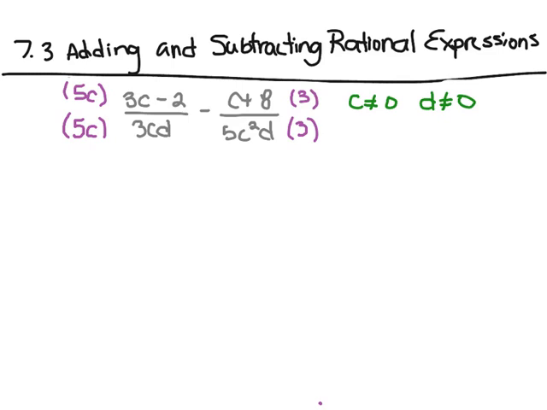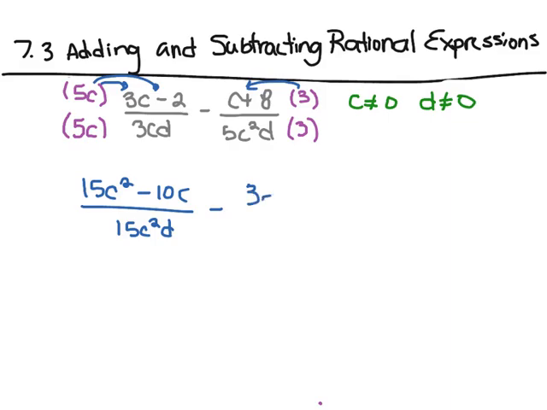Now we're going to distribute in, so we should have 15c squared minus 10c all over 15c squared d, subtract 3c plus 24 all over 15c squared d. Now, because this is a negative, we're subtracting. We have to remember to distribute the negative into the 3c and to the negative 24.